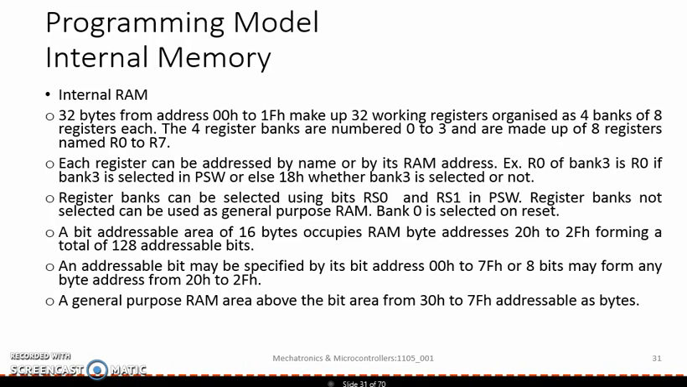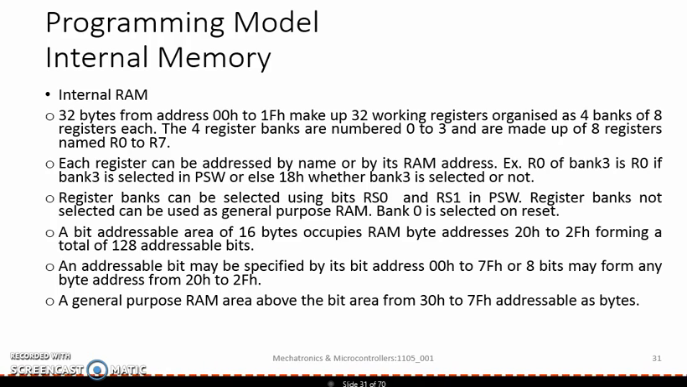Internal RAM: it is 32 bytes from the address 00H to 1FH, which forms the 32 working registers organized as 4 banks of 8 registers each. The 4 register banks are numbered 0 to 3 and each bank is made up of 8 registers named R0 to R7. Each register can be addressed by name or by its RAM address. For example, R0 of bank 3 is addressed by name if bank 3 is selected in PSW, else by 18H whether bank 3 is selected or not.